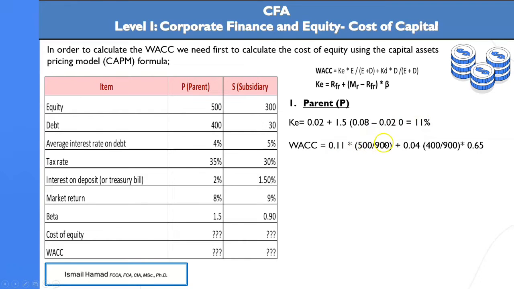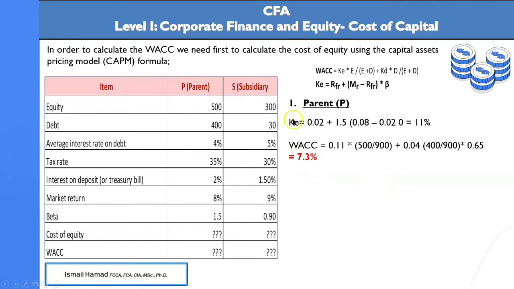This is the equity divided by the total finance, which is the debt plus equity, 900. Plus the cost of debt, which is 4%, as I just mentioned. Then the weight of the debt: this is the debt divided by both finances, that is the equity plus debt, and this is times 1 minus 35%, the tax rate, 1 minus T. So we get the weighted average cost of capital of this figure.